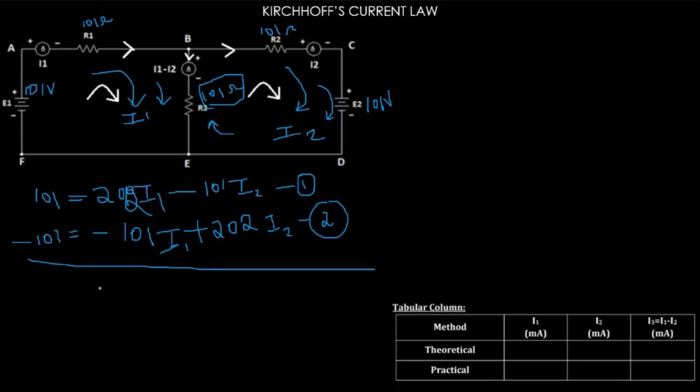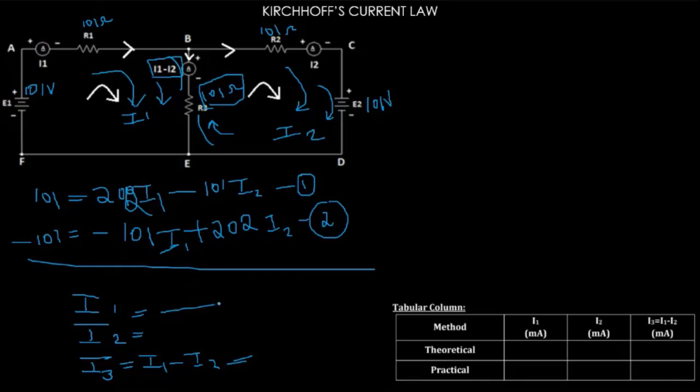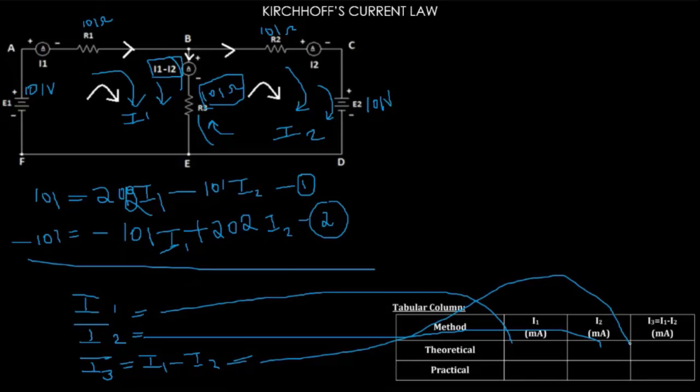Use any one of the methods, solve the equations and find I1, I2, and for I3 you know how to find this. As seen in the previous class, the current I1 is from B to E, whereas the current I2 is from E to B. So we are going to use the formula I3 equals I1 minus I2 and find all the values, I1, I2 and I3. Substitute these values over here: put I1 over here, put I2 over here, and put I3 over here. I will say what to do for the practical. You are going to use Multisim to do the practical.